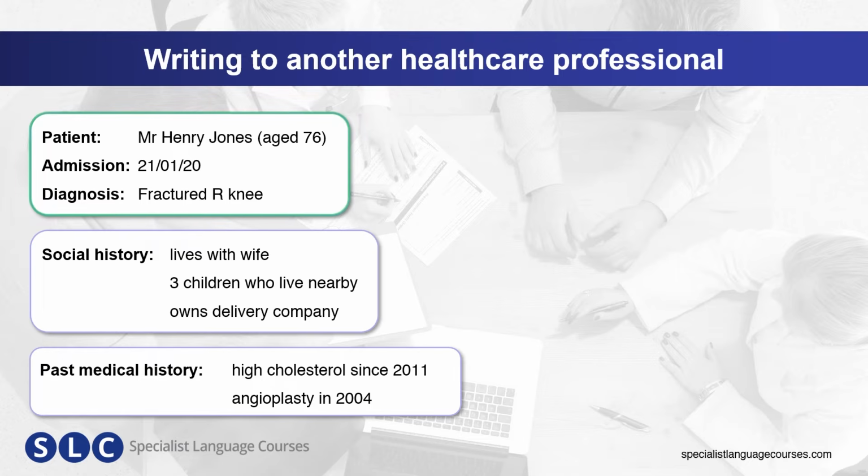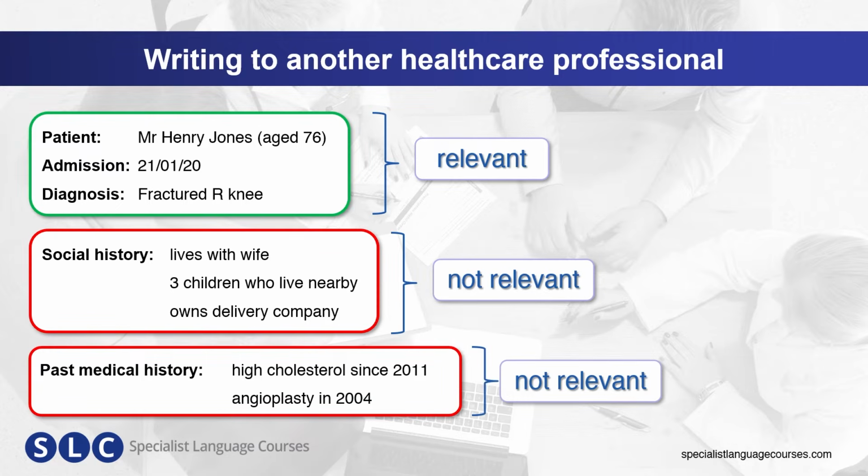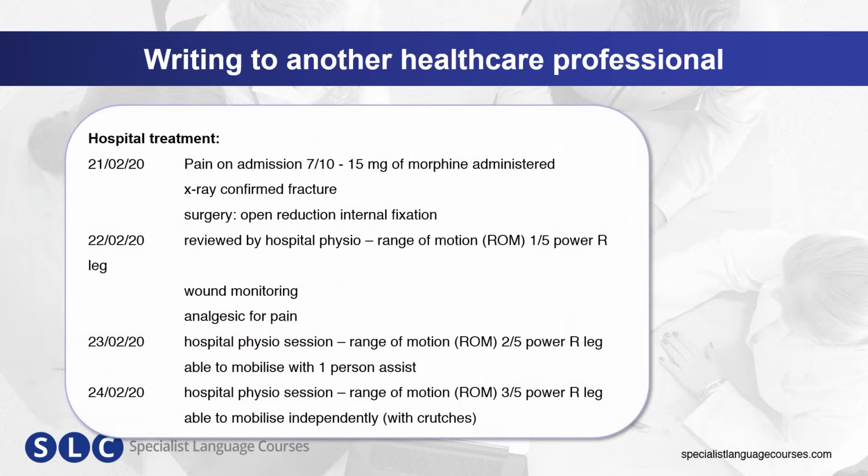The patient's name and age is relevant and, of course, what happened. However, the social background of the patient does not relate to the care the reader will provide, physiotherapy, and so should not be included. The past medical history is also not relevant to the reader or even this particular medical issue. What about hospital treatment?